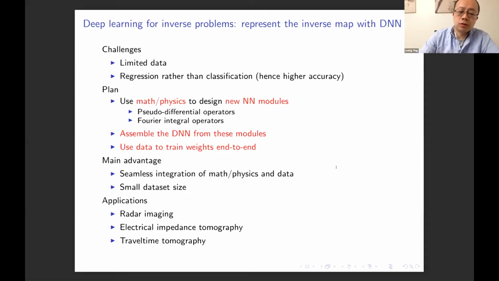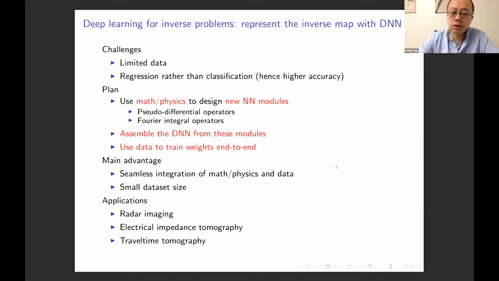Once we have these new modules, for a specific inverse problem, we're going to assemble the neural network using these modules, while taking into consideration various invariance properties of the inverse problem itself. The last step is that we're going to use the data to train the neural network from end to end. Once it's trained, you can deploy it and use it for inference and for solving the inverse problem.